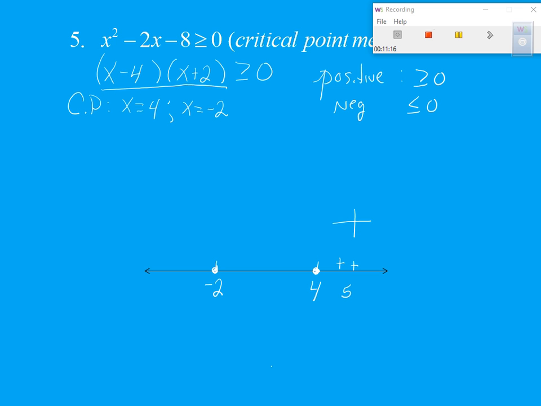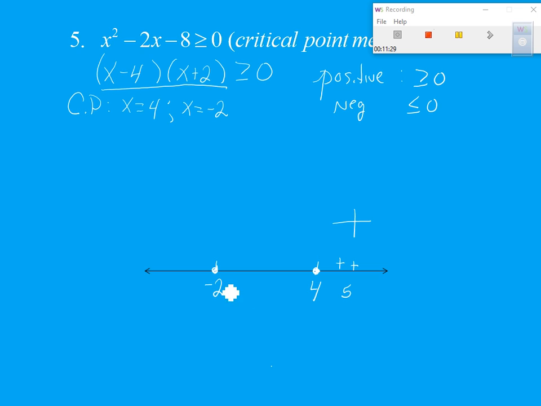Now, guys, let me explain to you what we just found. If you plug in any number greater than 4 into x squared minus 2x minus 8, you are going to get a positive number. And this positive number will be greater than 0.